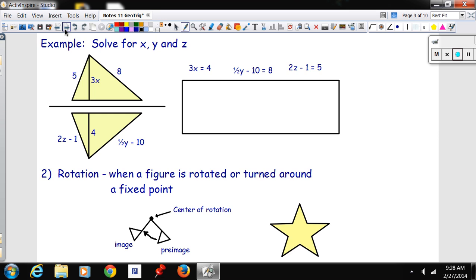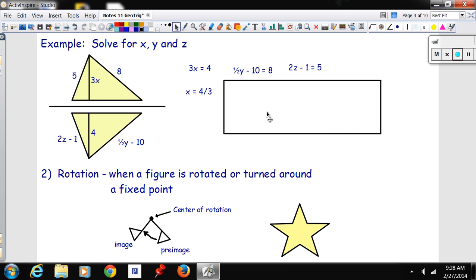Okay, moving on. This is how we can use a reflection. Because of the fact that it's isometry, it means that the sides are all equal. It means that one altitude is going to equal the other altitude. That means that the 3x has to equal the 4s. So I already put that there for you. That means 8 has to equal the half y plus minus 10, and the 5 has to equal the 2z minus 1. So it should be easy to solve. You just divide by 3 on both sides, and you get 4/3.